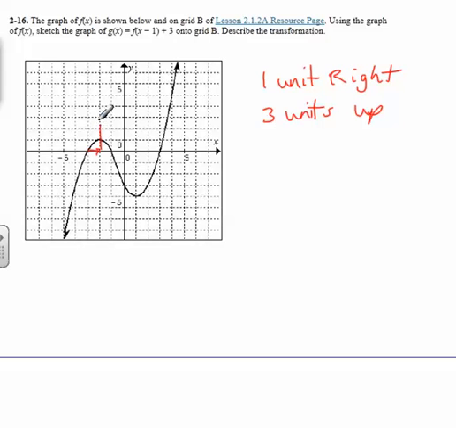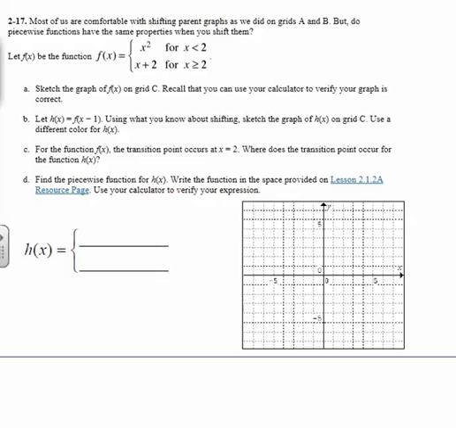1, 2, 3. So this point here ends up here, and then in relationship to that, I've got another point here. This vertex here, 1 to the right and 3 up. 1, 2, 3. Ends up right here. So I've got this curve. This goes down to this vertex here. I keep missing it. My pen is not very well lined up. Okay. And moving on to this one.